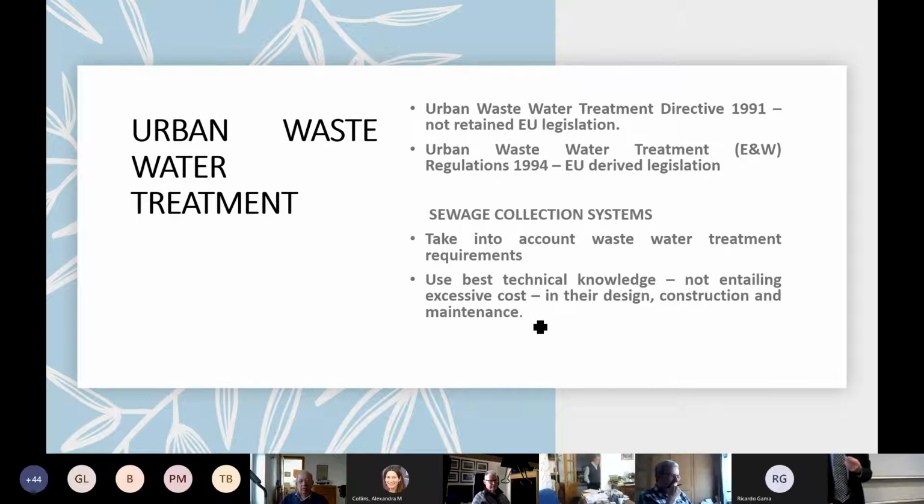And the first requirement of the directive was that there must be sewage collection systems for urban areas, which take into account wastewater treatment requirements and use best technical knowledge, not entailing excessive cost, in their design, construction, and maintenance. Now, we haven't, as lawyers, looked at that aspect in maintenance, but if you consider that good maintenance of sewage collection systems is a requirement of the regulations in the directive, there may be some leeway there to consider how that is being implemented.